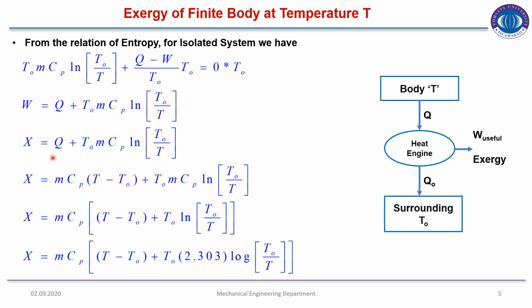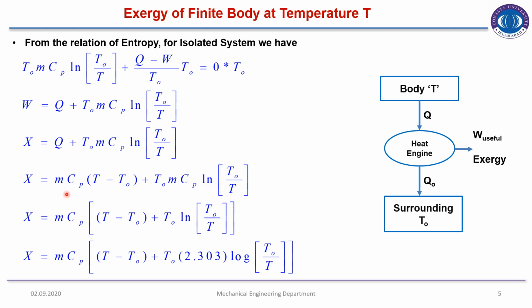Now Q is the heat transfer. Q may be replaced by mCp delta T, as you know the relation of Q is mCp delta T. As Q is the amount of heat that is leaving the body, delta T will be the initial and final temperature. T is the initial temperature, T naught is the final temperature. So exergy is equal to mCp (T minus T naught) plus T naught mCp natural log T naught over T.